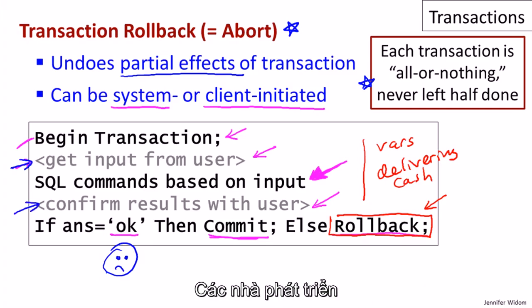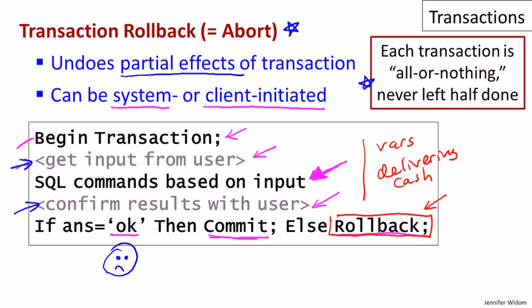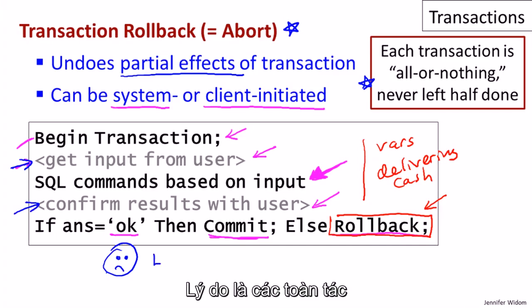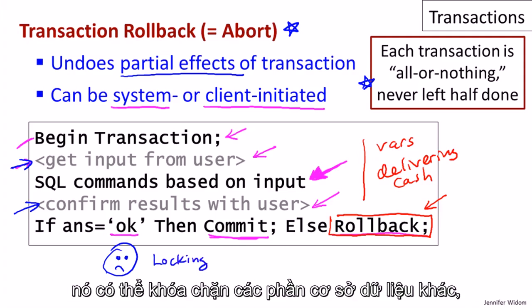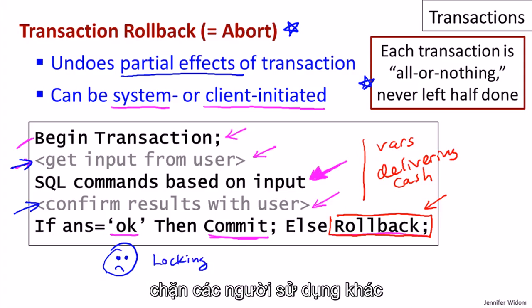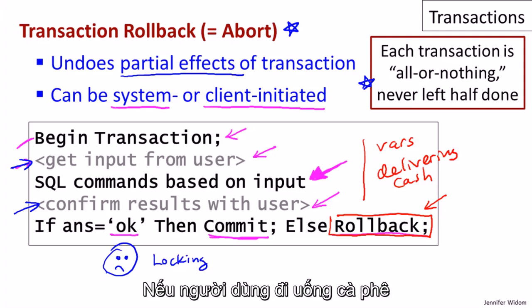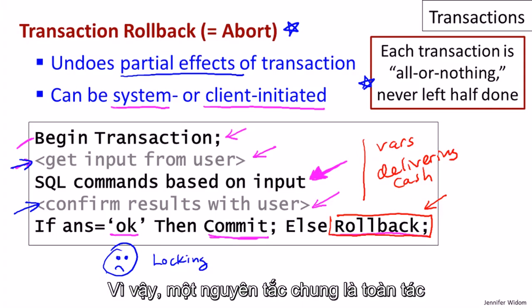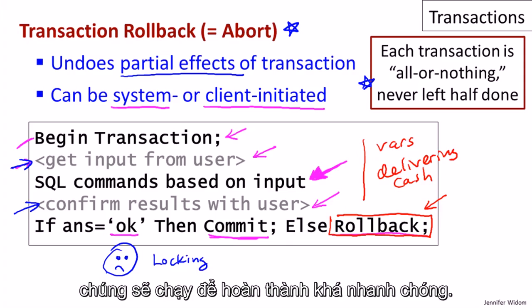So experienced database application developers will tell you never to hold open a transaction and then wait for arbitrary amounts of time. The reason is that transactions do use this locking mechanism I alluded to earlier. So when a transaction is running, it may be blocking other clients from accessing portions of the database. If the user happened to go out for a cup of coffee or is going to come back in a week, we certainly don't want to leave the database locked up for an entire week. So again, a general rule of thumb is that transactions should be constructed in a fashion that we know they're going to run to completion fairly quickly.